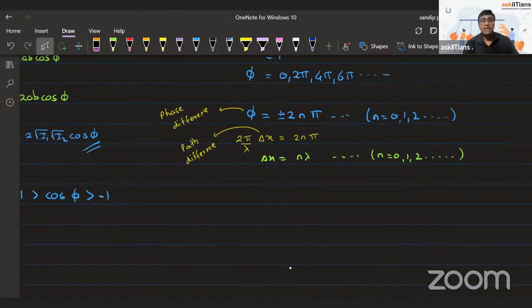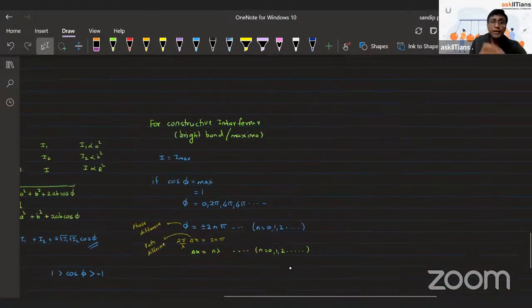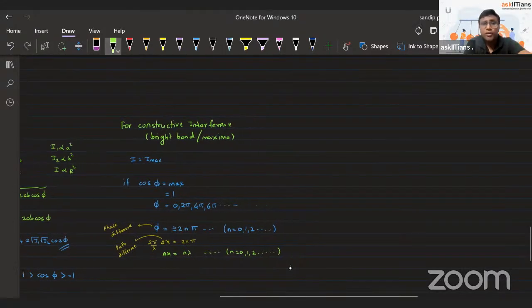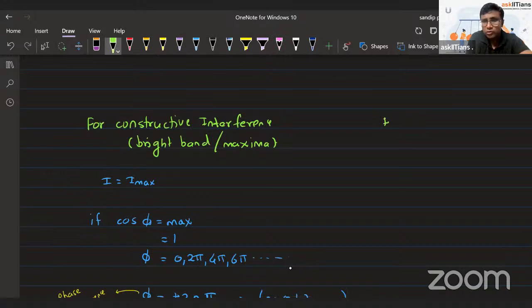So these are the conditions. The phase difference must be an even multiple of pi, or the path difference should be an integral multiple of lambda. That is the condition for what? For constructive interference, right? Now let's talk about destructive interference.